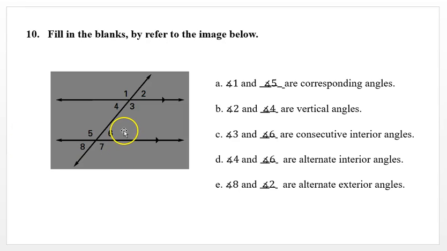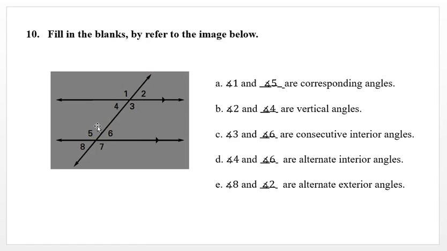Here, you were to fill in the blanks by referring to this image right here. These that are underlined right here, awkwardly, but they're underlined, are what you're going to need to fill in. And I went ahead and did that. So you're going to be given a statement like this. Angle 1 and blank are corresponding angles. So you would say angle 1 and angle 5.